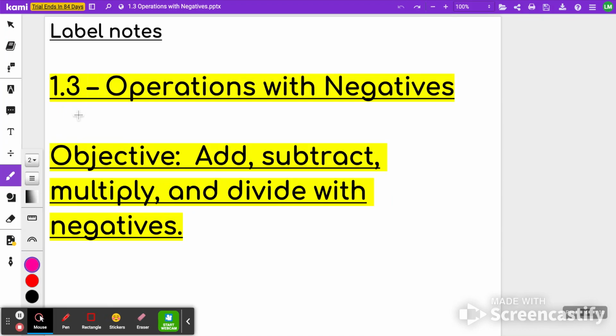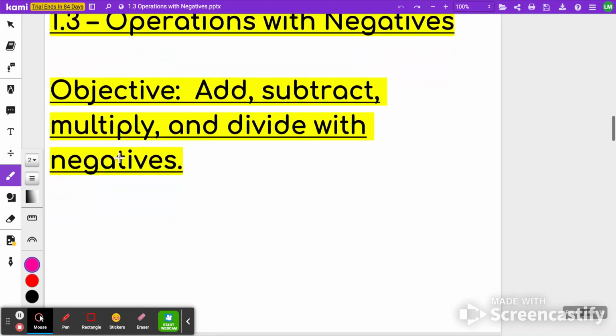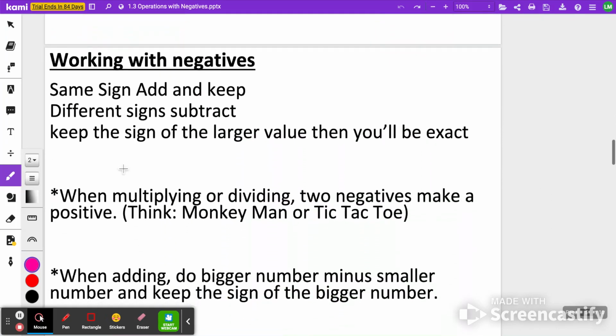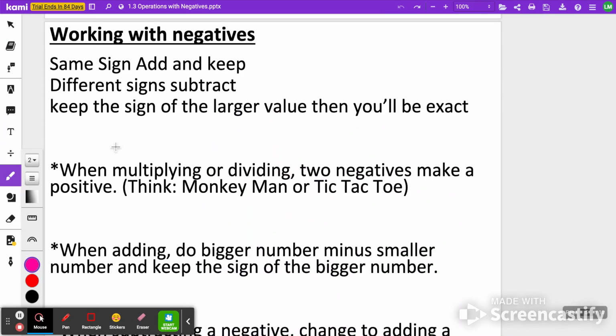Today we're going to look at our lesson 1.3, Operations with Negatives. So today our objective is to be able to add, subtract, multiply, and divide with negatives, also known as integers. These are just a few key points that you should already know. I've got a few things different that I've learned over the past few years, so I'm going to teach you those too.